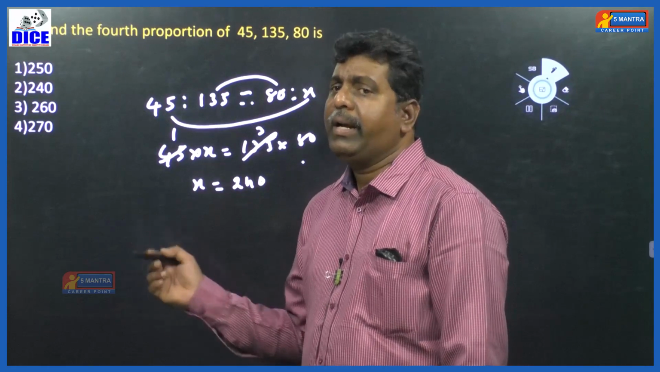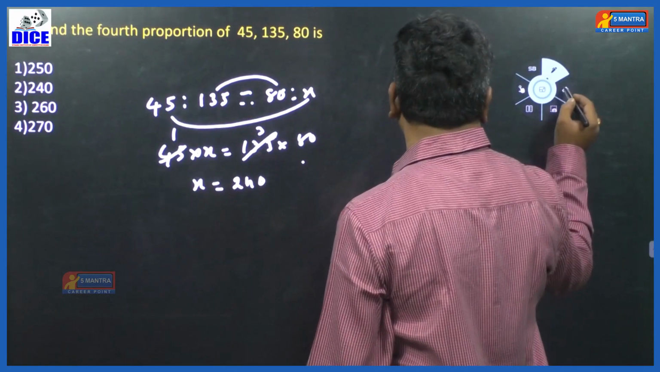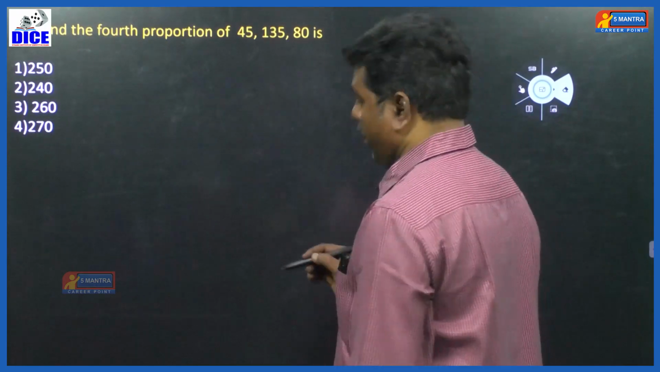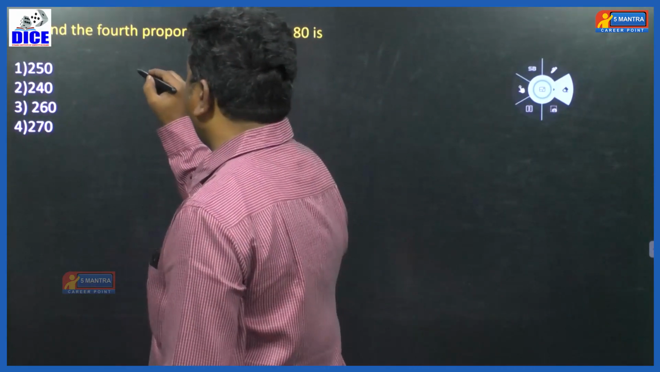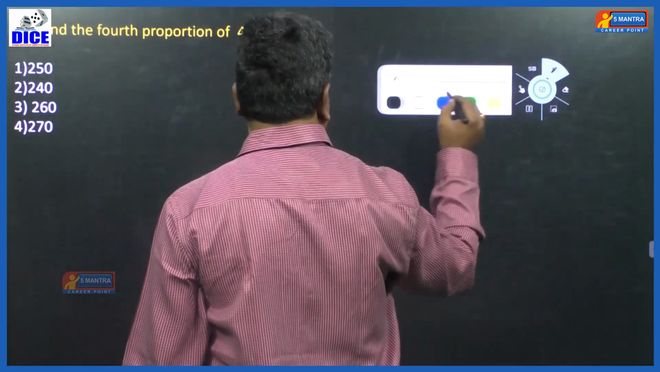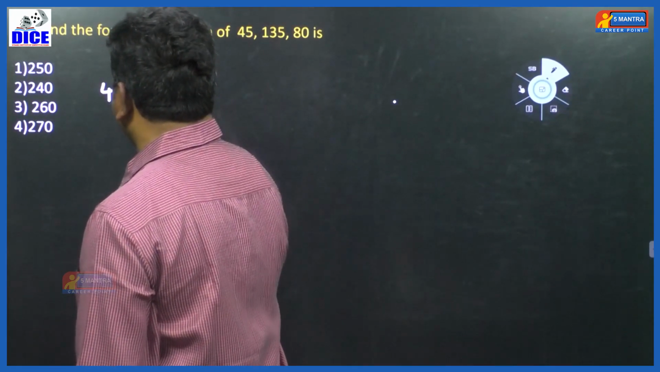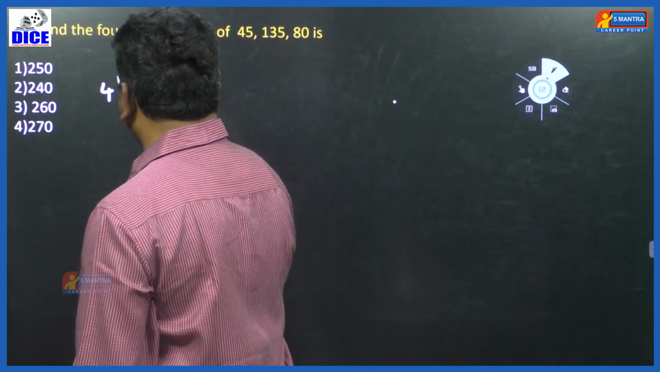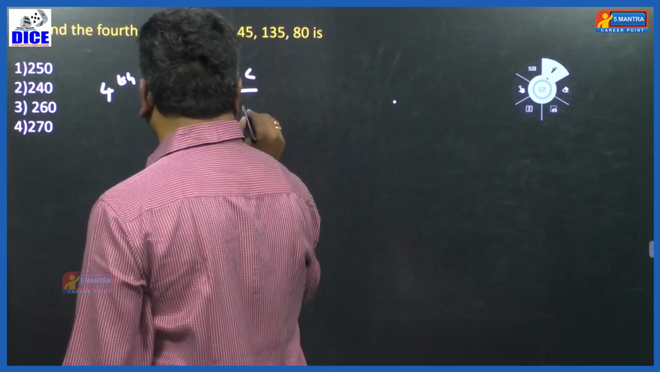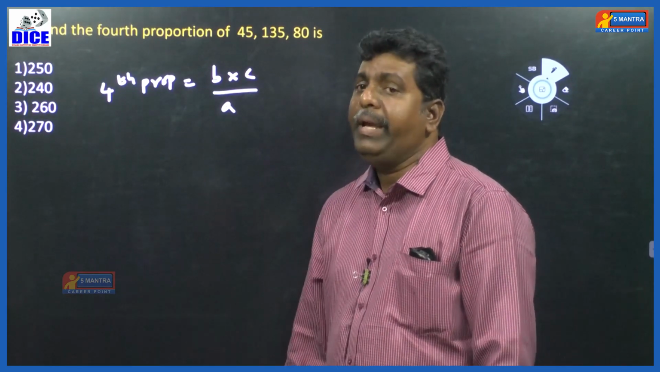This is one method. But my shortcut, the formula, is the best process. See here, what is the formula? Fourth proportion is equal to B into C by A. This is the best method. Just you have to memorize the formula: fourth proportion is equal to B into C by A.